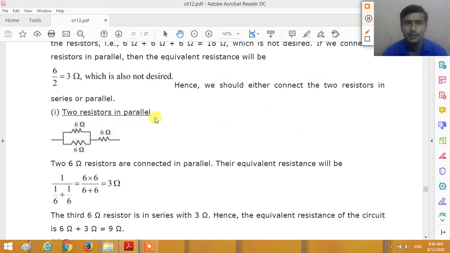Now we take a mixed combination. In the series combination, we obtain 18 ohm, which is not desired. In a parallel combination of three resistors, we obtain 3 ohm, which is also not desired. So we require connecting the three resistors in a different way, in a mixed combination, right? So first we take two resistors in parallel with the third resistor in series.